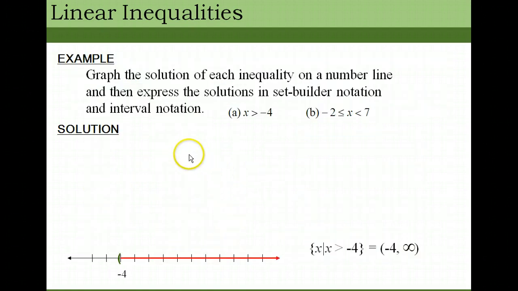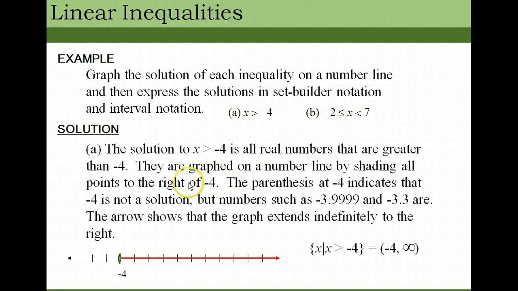So let's look at an example of working with what's called a linear inequality. Let's graph the solutions of each of these following inequalities on a number line, and then we'll use set builder notation to write the answers. So in this first one we have the linear inequality x is greater than -4. So the solution here is all of the x's that are strictly larger than -4, but not including -4. Okay, so the solution here is all the numbers that are greater than -4, and they're graphed on the number line by shading all the points to the right of -4. To the right, why? Because those are all the numbers bigger than -4.